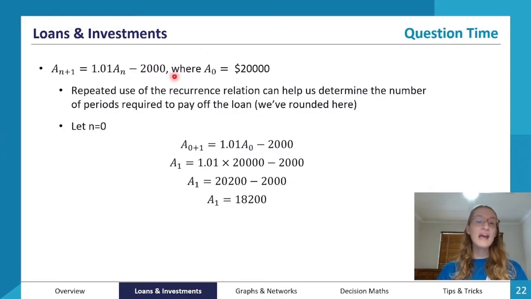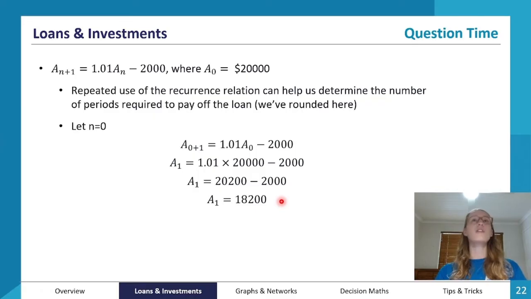So even though we've made a $2,000 repayment, it's not $18,000 left on our loan, because $200 of that has gone to paying off the $200 of interest that we've accrued. So part of our money has gone to paying off the interest, and then the rest of the money has gone to paying off the loan.